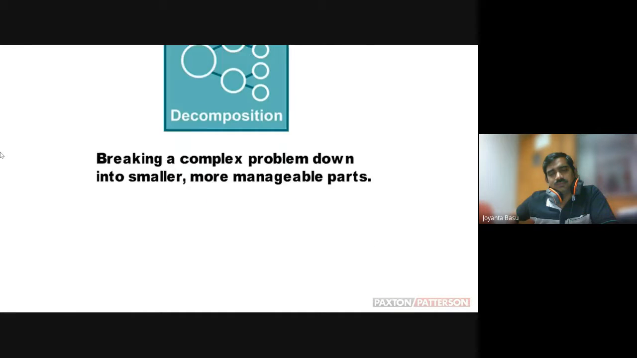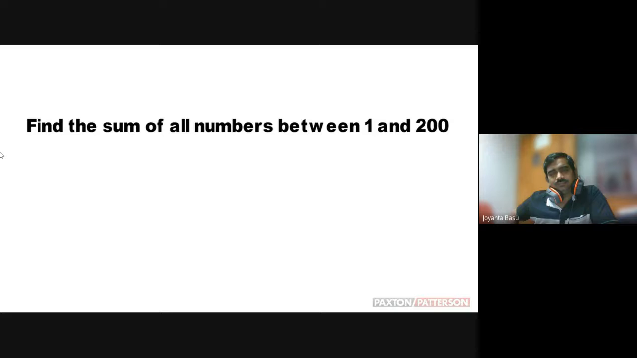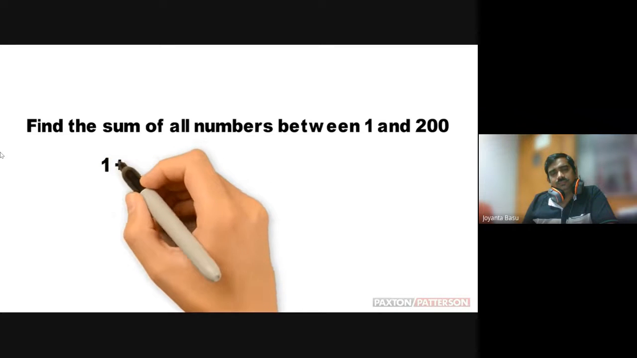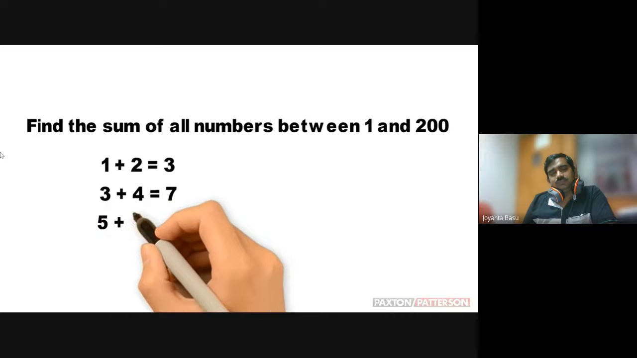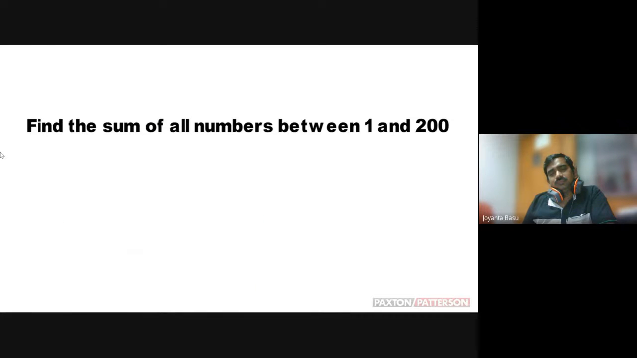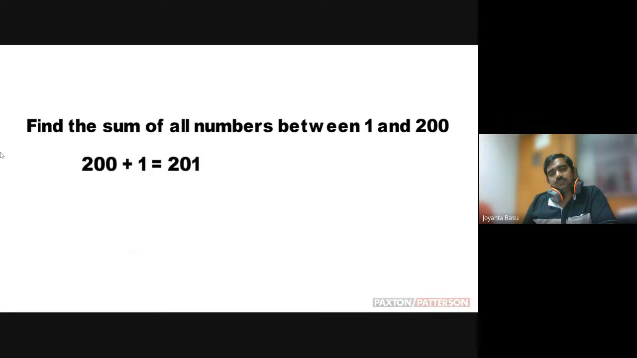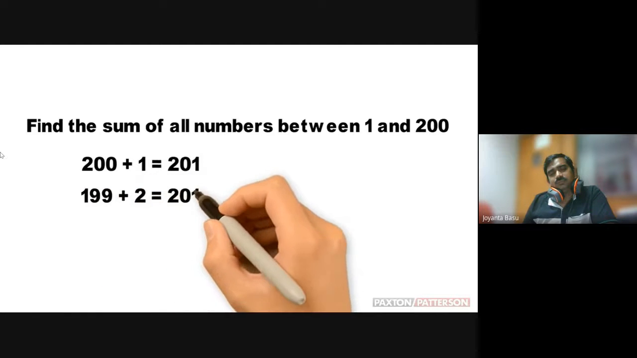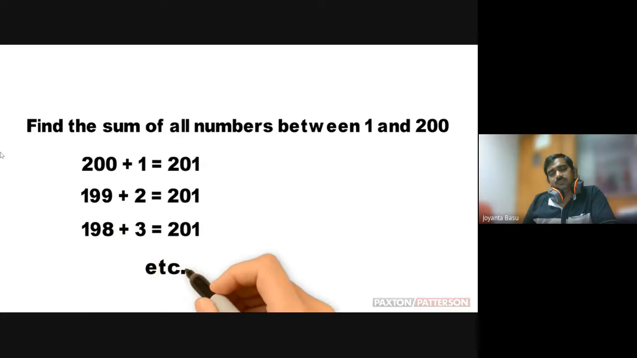For example, take this math problem. Find the sum of all numbers between 1 and 200. How can we break this problem down into smaller equations? 1 plus 2 equals 3. 3 plus 4 equals 7. 5 plus 6 equals 11. 7 plus 8 equals 15. This is going to take forever, and it's really hard to keep track of in your head. There's got to be a better way. Let's try a different set of combinations. 200 plus 1 equals 201. 199 plus 2 equals 201. 198 plus 3 equals 201, etc.